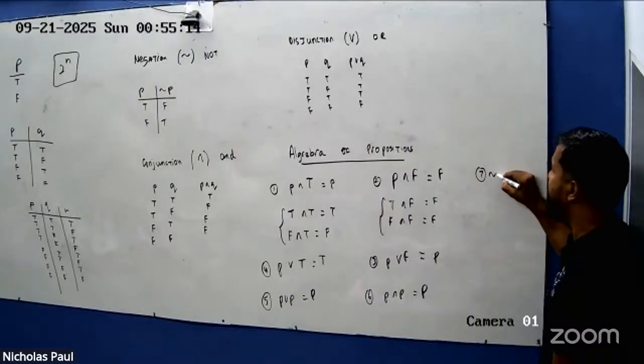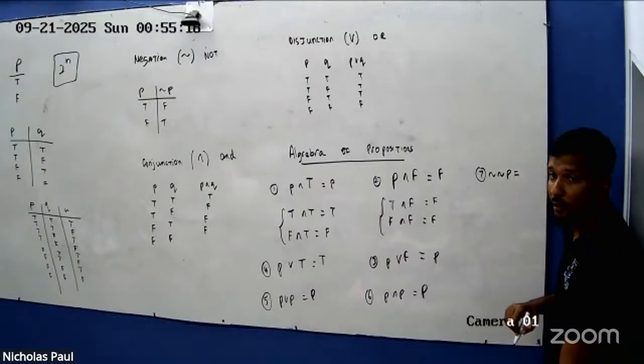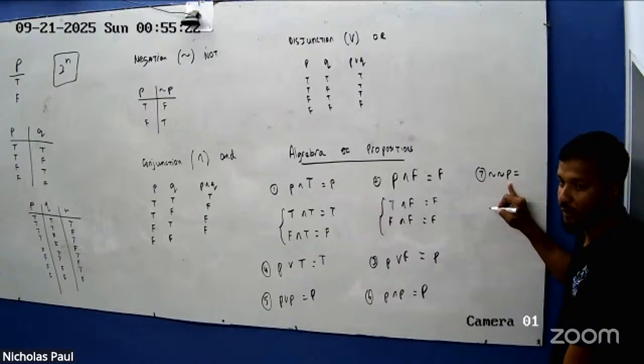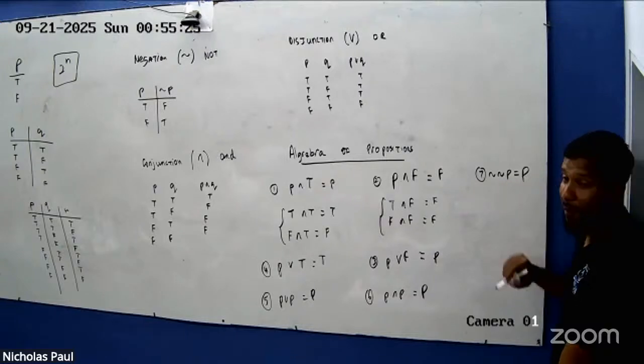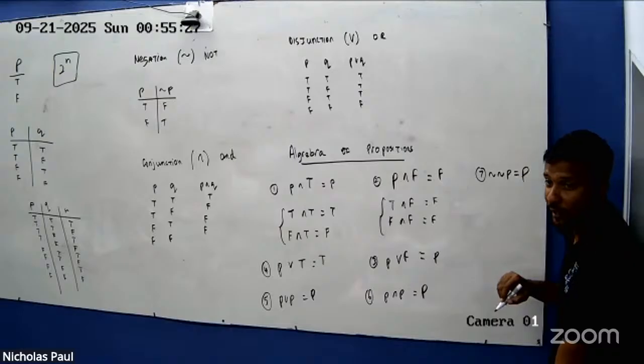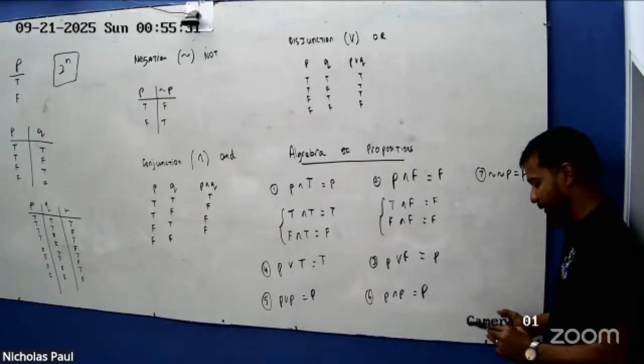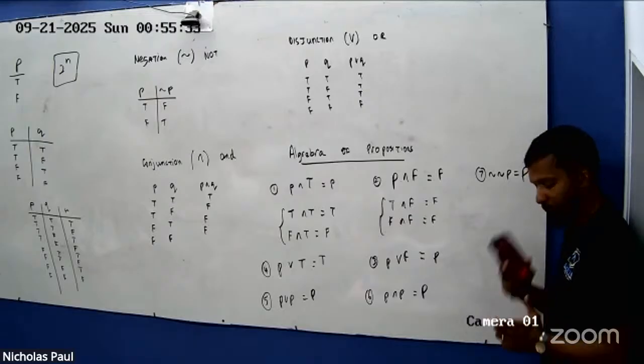What is the double negation of something? If we double negate something, we'll get back the original thing. All right, nice. I have some more rules, but I can't show you as yet.